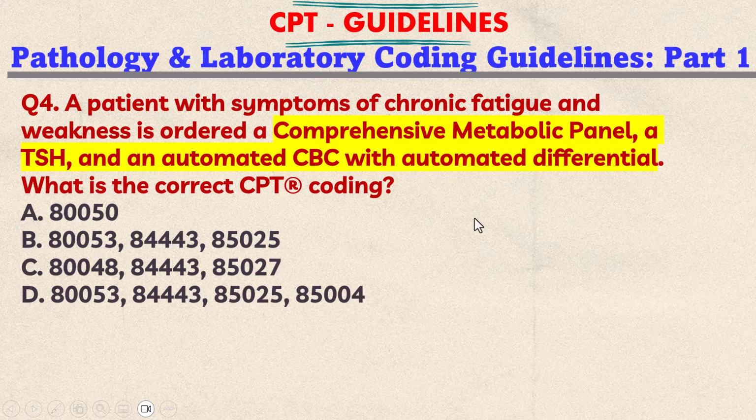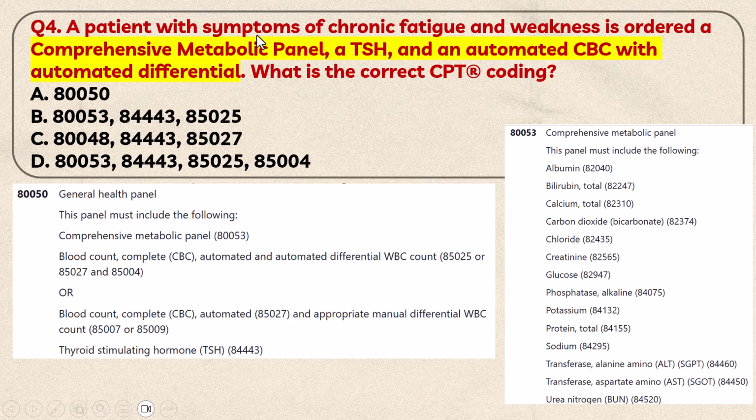So once you go to the codes, in this scenario, you can see there are 2 panels. One, 80,050, is the general health panel, and 80,053 is the comprehensive metabolic panel. In our case, it says comprehensive metabolic panel and TSH and automated CBC. So in this scenario, you can check the general health panel.